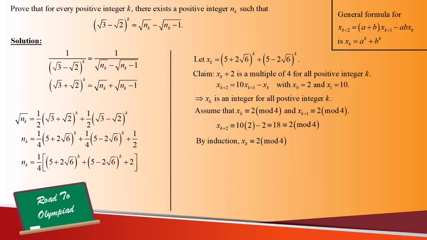Hence, we have for every positive integer k, n_k, which is equal to 1/4 times (x_k + 2), is an integer. And this marks the end of our solution.